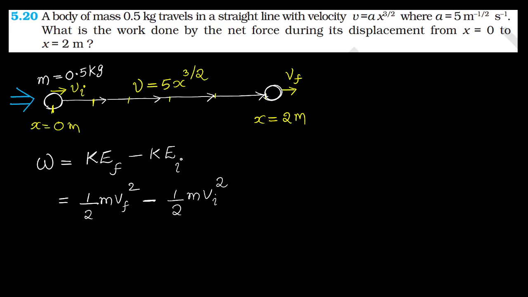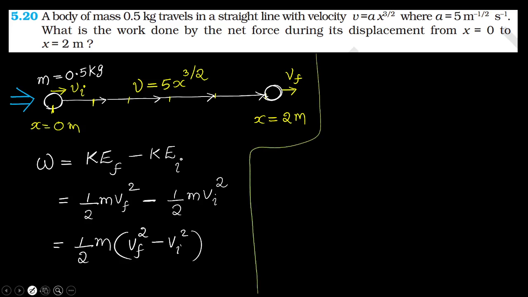Mass, half into m, is constant. From both the terms I can take half m outside. Can I take half m outside? So vf square, final velocity square, minus initial velocity square. Is that okay? I hope you have understood. Let me write the next step here. So half into m. What is m? Mass. Mass of the body is 0.5 kg.